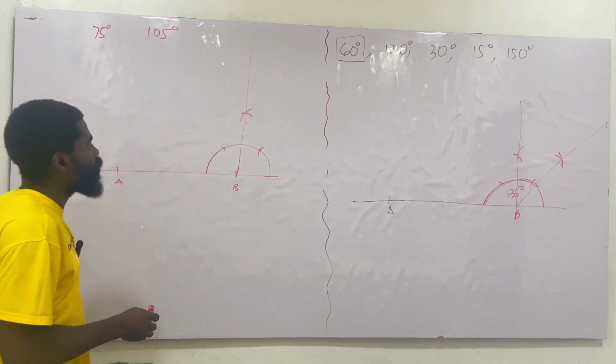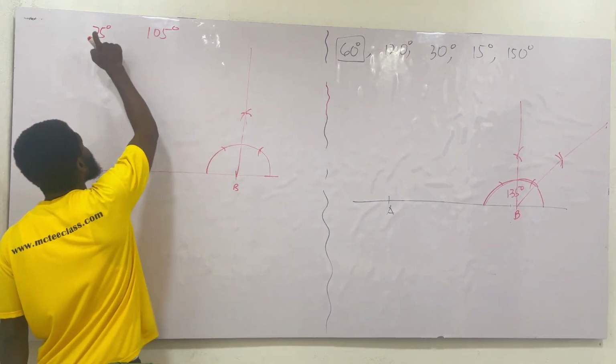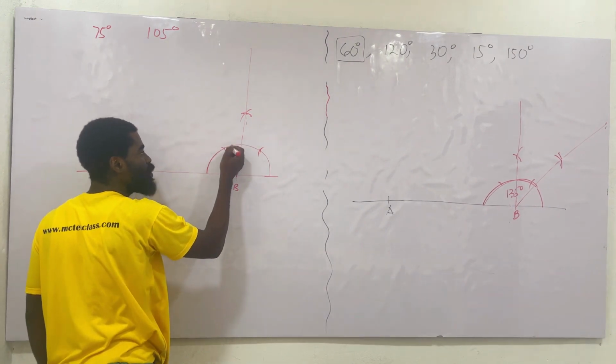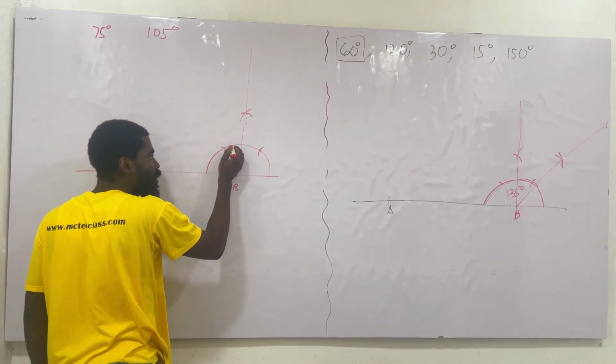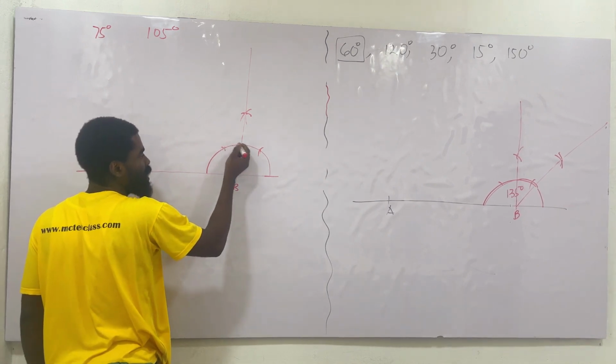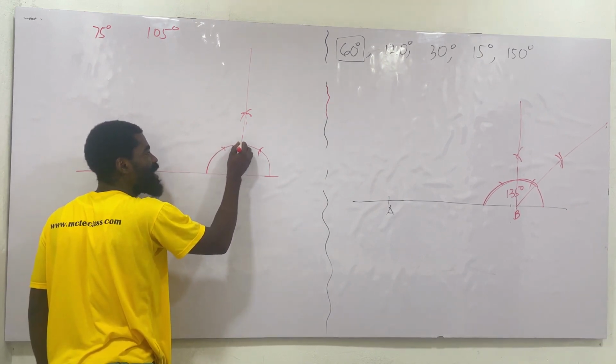So I want to add what? This is 60. When I add 15 to 60, I'll get 75. Now from here to here is 60, and there is 30. So either I'm adding 15 to the 60 or I'm subtracting 15 from the 90. So with this, I'll stand here and bisect the 30.